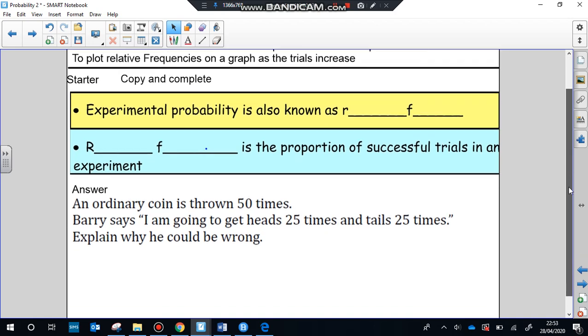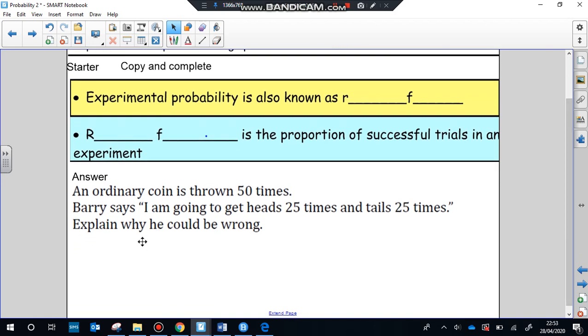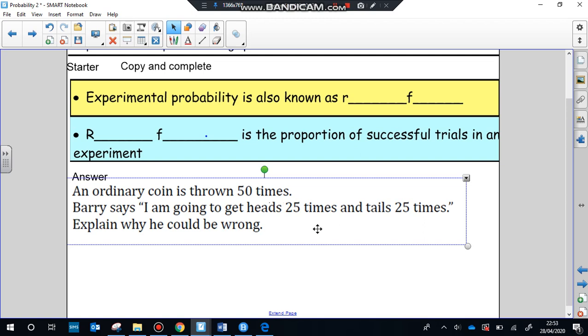Okay, other question we've got here is, an ordinary coin is thrown 50 times. Barry says, I'm going to get heads 25 times and tails 25 times. Explain why he could be wrong.